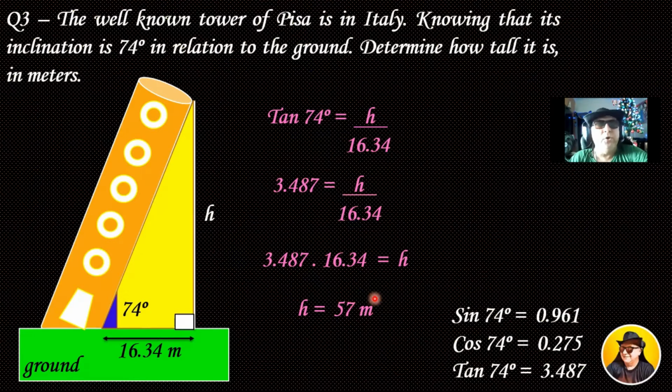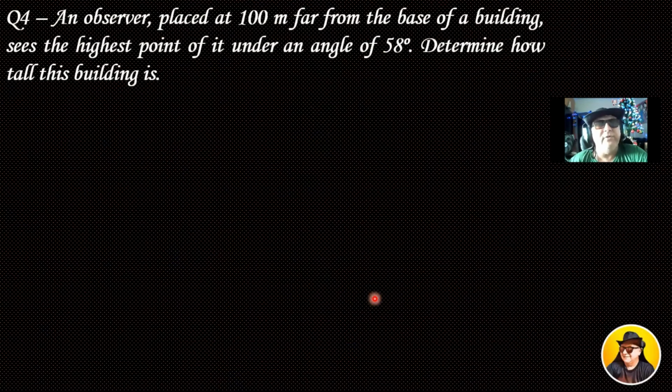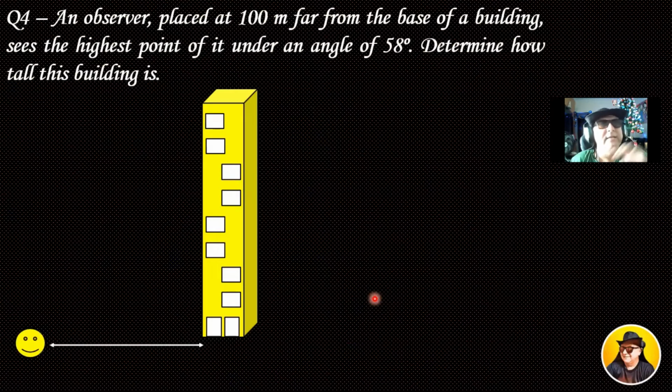Okay, let's go to question number 4. Question 4. An observer placed 100 meters far from the base of a building sees the highest point of it under an angle of 58 degrees. Determine how tall this building is. Let's illustrate the building. This is the observer. He is 100 meters far away from the base of the building.